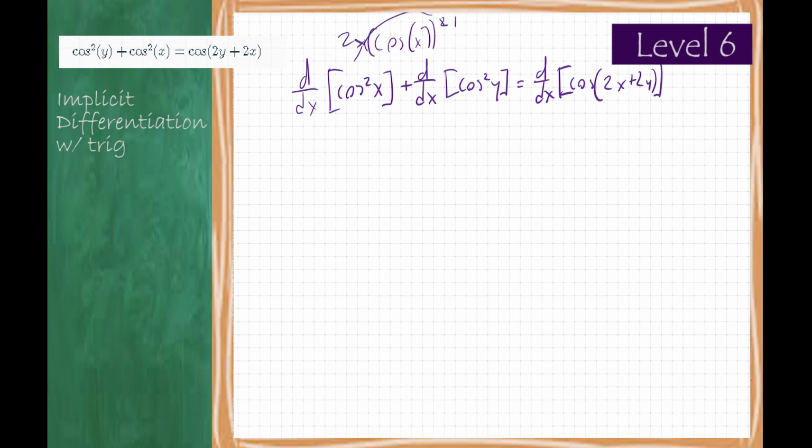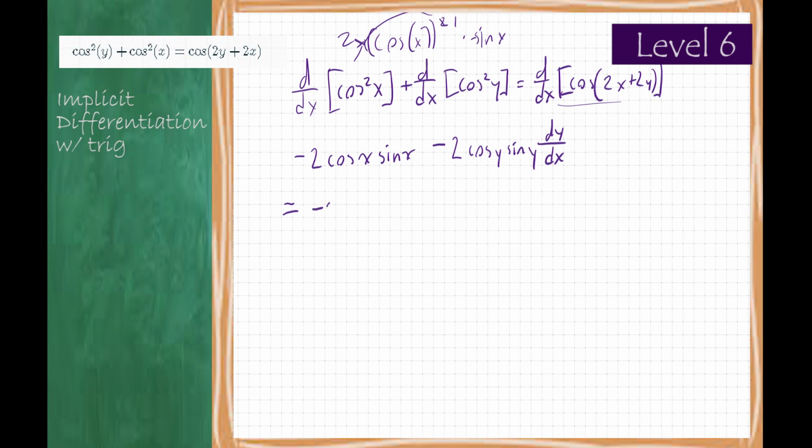So it'll be cosine x squared, this whole thing, times 2 to the first power. And then this will be times the derivative of the inside, which is negative sine x. So we'll rewrite that whole thing as negative 2 cosine x sine x. And we'll do the same thing with the y, negative 2 cosine y sine y. But now we have to add that dy over dx. And this is what we're looking for, of course.